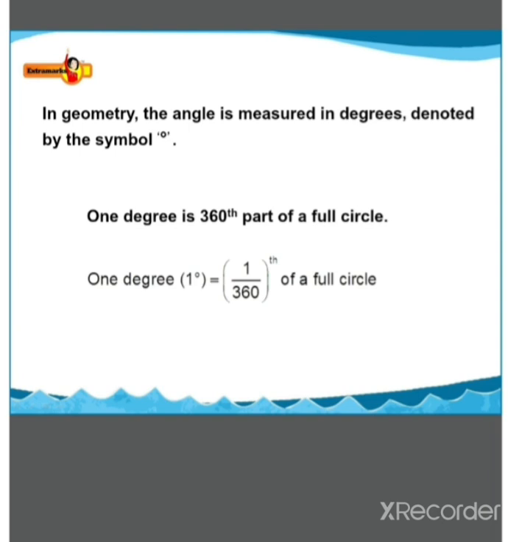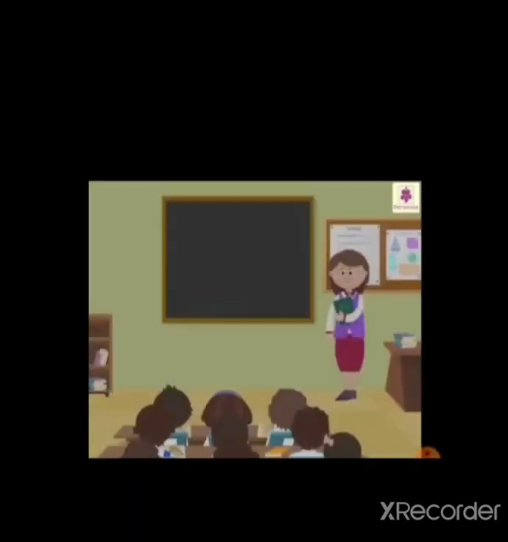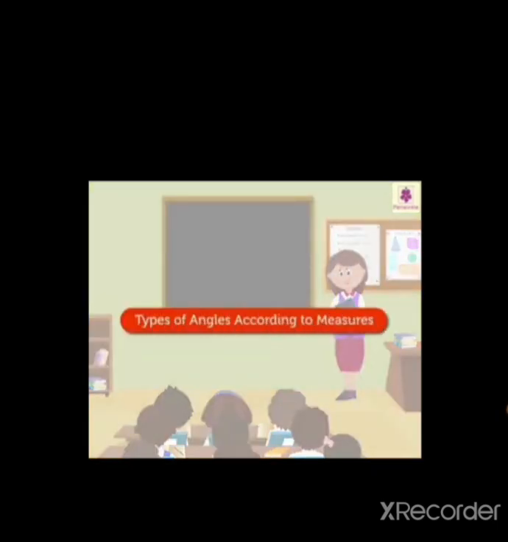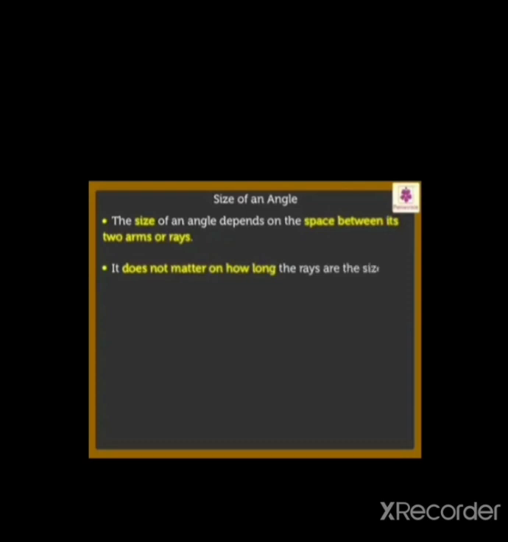Before starting the construction of angles, let's see different types of angles based on their measurement. Types of angles according to measures. Good morning, children. Today, let's learn the different types of angles according to their measures. The size of an angle depends on the space between its two arms or rays. No matter how long the rays are, the size of the angle remains the same.